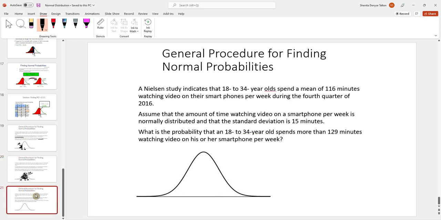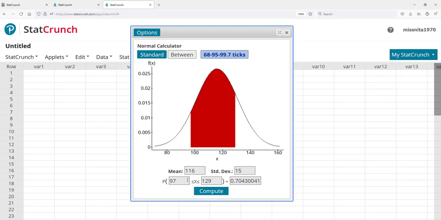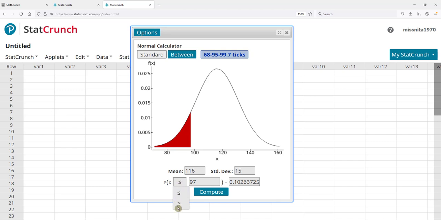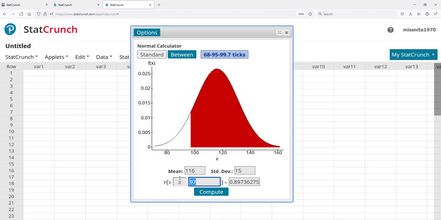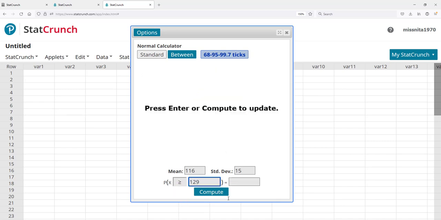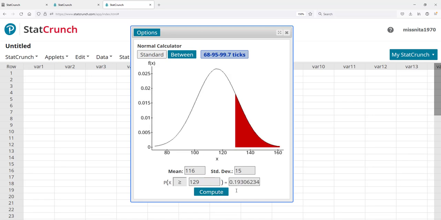All right, same scenario, but this time we want to figure out what's the probability that they spend more than 129 minutes. Okay, so the mean is 116. We want more than 129. So we want this here. Okay, let's go ahead and do it in StatCrunch. We're going to go back to our standard one, and we want greater than, we want 129. Hit compute, we get 0.193.